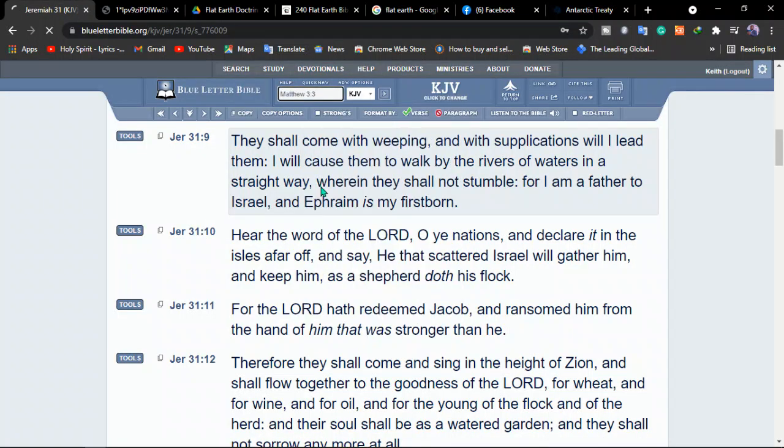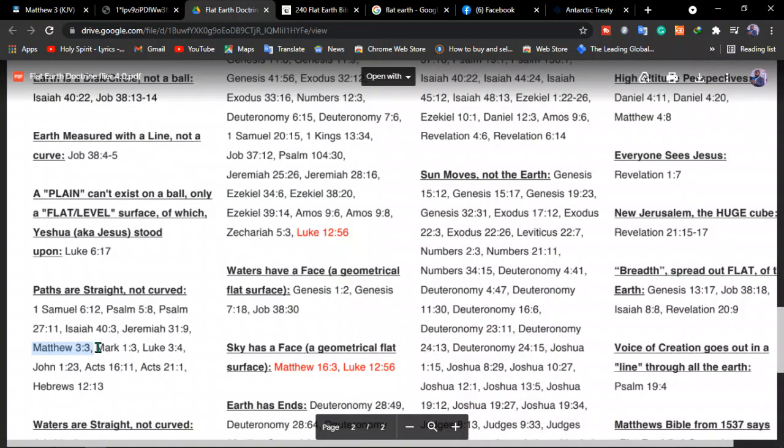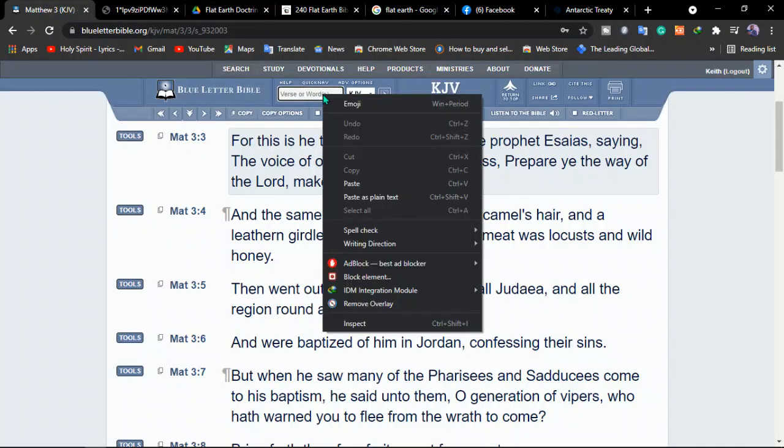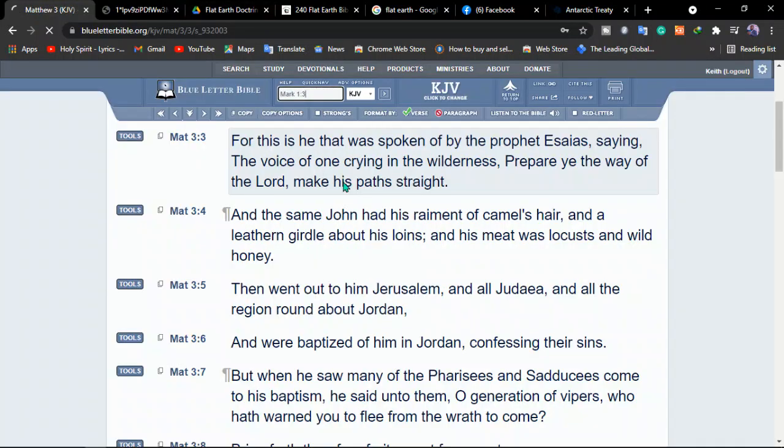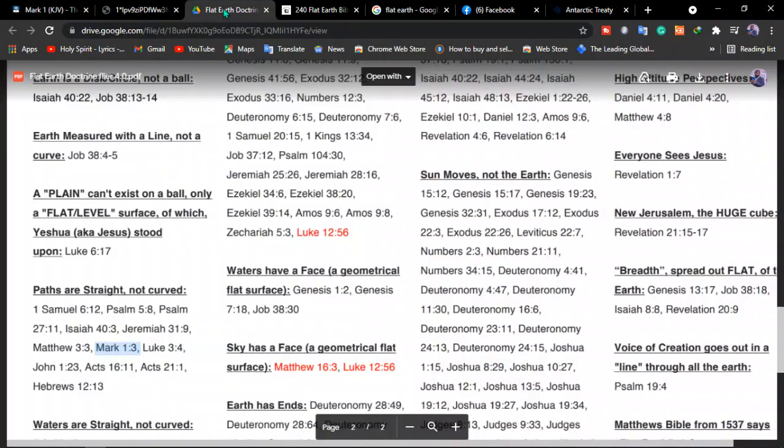Matthew 3:3. Let's see what the Bible says here. For this is he that was spoken of by the prophet Isaiah, saying, the voice of one crying in the wilderness, prepare ye the way of the Lord, and make his paths straight. Paths straight. Mark 1:3. The voice of one crying in the wilderness, prepare ye the way of the Lord, make his paths straight. Making some sense? The paths are straight, not curved.